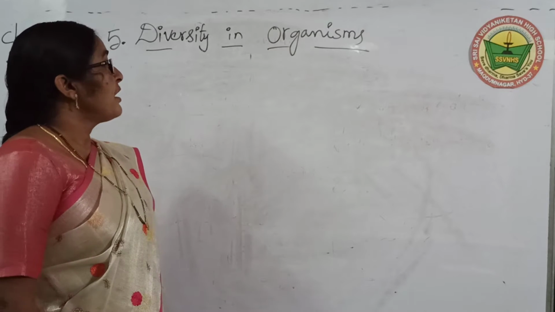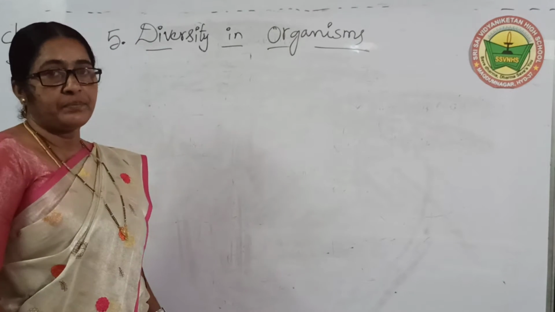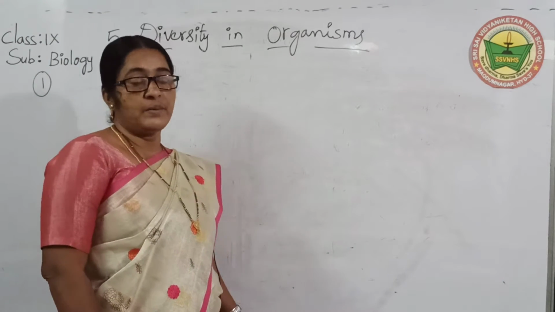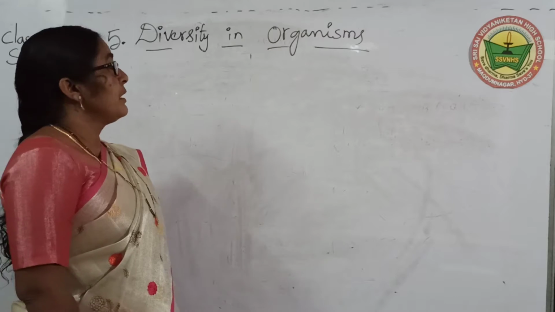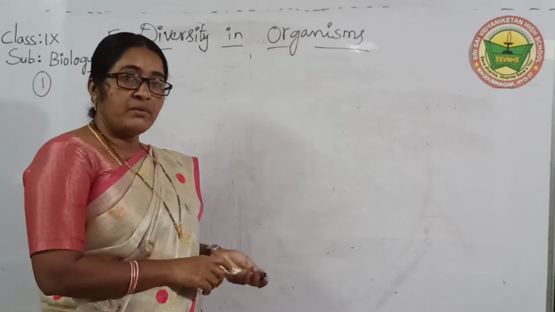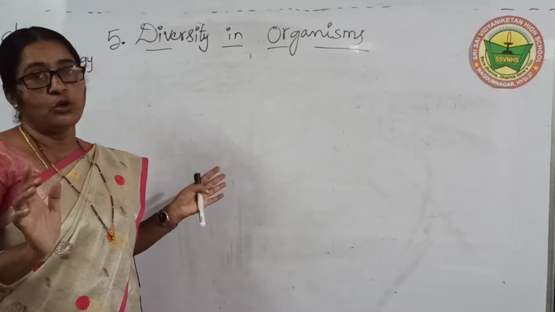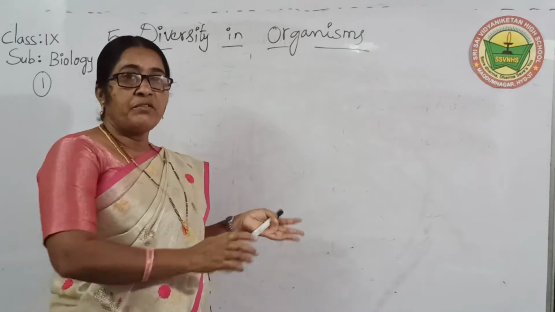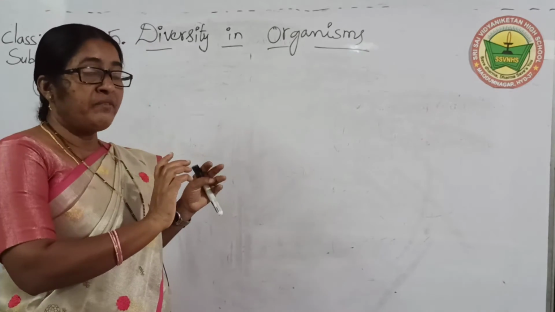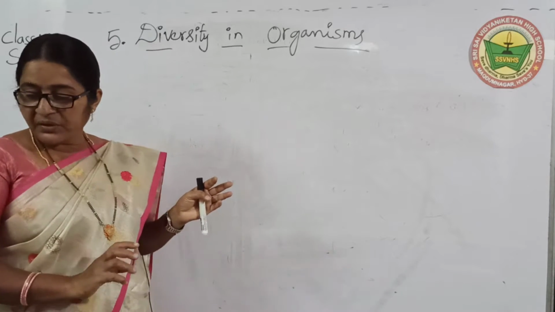Good morning children. Today I am explaining diversity in organisms. In the previous class you learnt about the plant kingdom. Diversity in organisms has the plant kingdom and the animal kingdom. The plant kingdom has two groups. What are the two groups? Flowering plants and non-flowering plants.